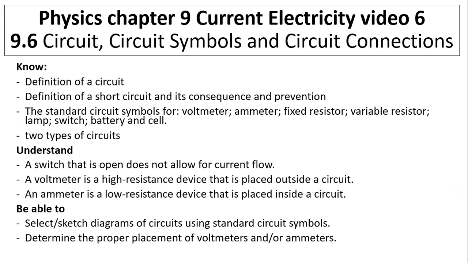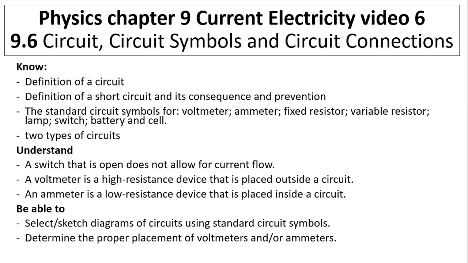This is Physics Chapter 9, Current Electricity, Video 6. Today's topic is circuit symbols and circuit connections. The objectives are: know the definition of a circuit, know the definition of a short circuit and its consequences and prevention. Know the standard circuit symbols for voltmeter, ammeter, fixed resistor, variable resistor, lamp, switch, battery, and a cell. To know the two types of circuits.